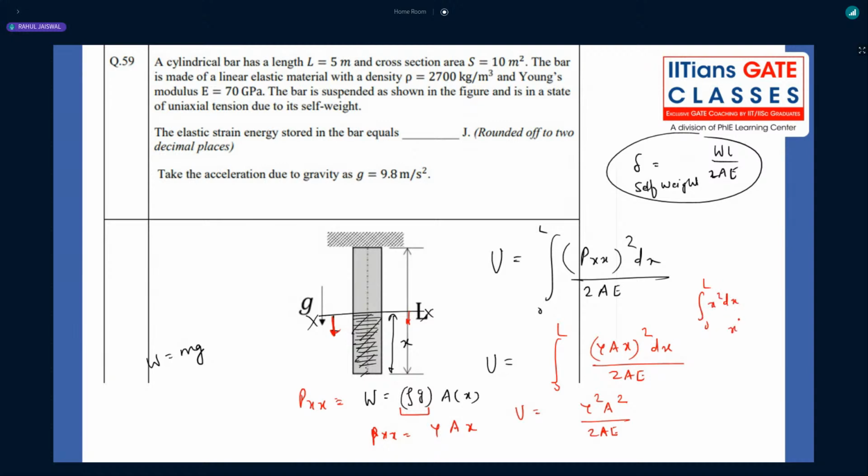From 0 to L, x cube by 3, 0 to L. So this will be L cube divided by 3. So gamma square A L cube divided by 6E. So what is the strain energy answer?